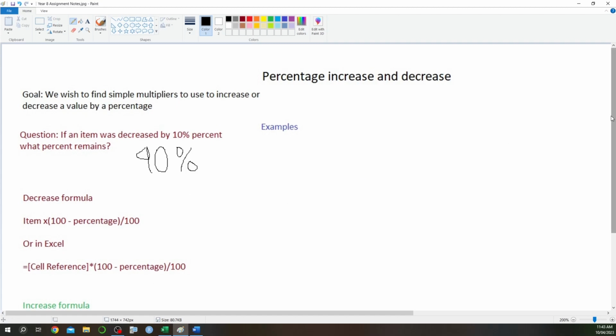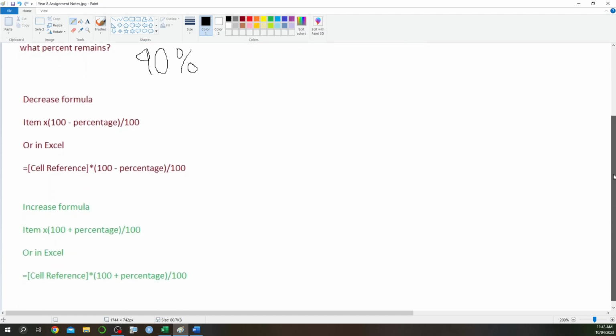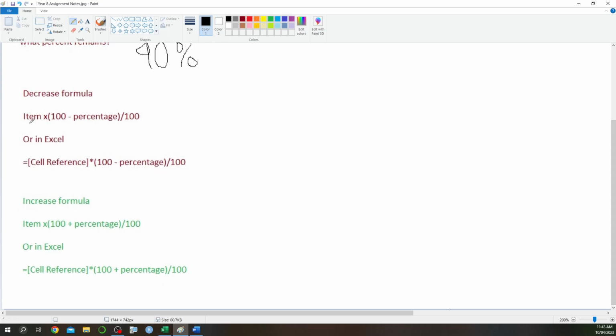Okay, now I've actually gone and written some formulas here. All right, so you've got a formula for decrease. To decrease something by a percentage, you take the item and you multiply by... So this is the part I want to work out. I want to work out what this multiplier is. So if I can just work that out, I can then multiply that for all the items.